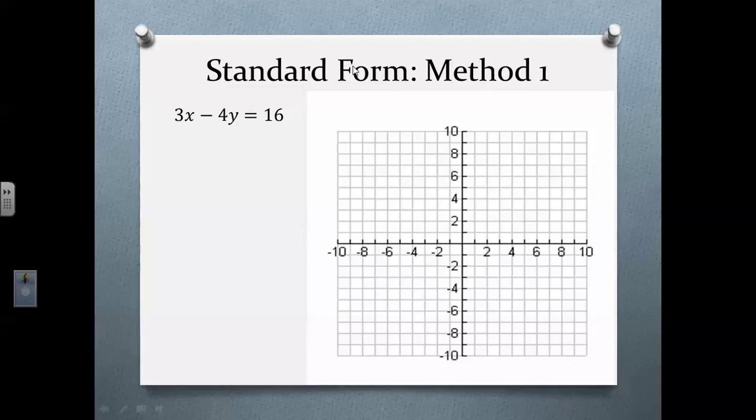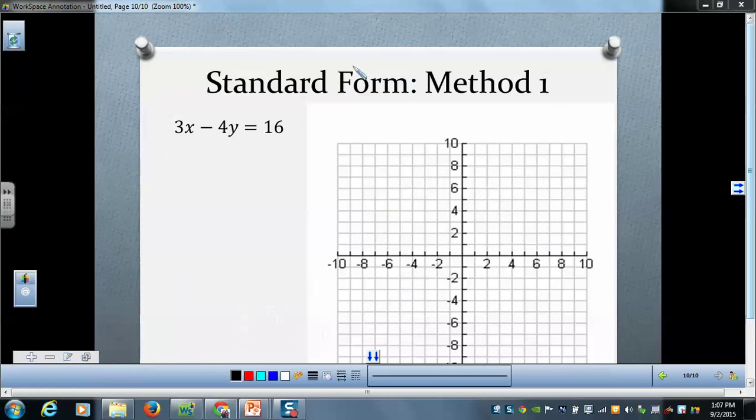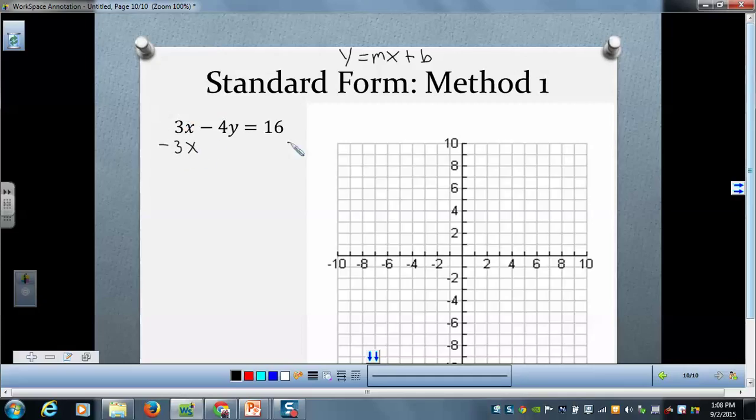The first thing that we can do is make this look like one of the forms we've already talked about, which is our slope-intercept form. So we can make it look like y equals mx plus b. To do that, we have to isolate the y by itself. If there's any extra terms with the y, I want to move them to the opposite side of the equation. So I'm going to start by subtracting 3x from both sides.